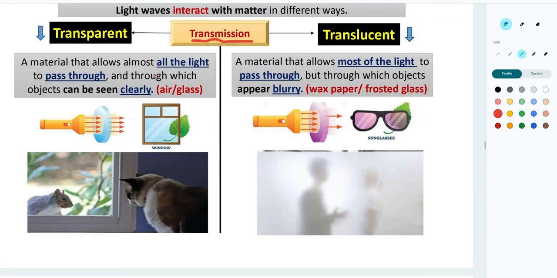So again, transparent, I forgot to mention, is shifaf. I'm not going to write it out. You guys know shifaf. And then translucent is shibh shifaf. So remember the English words. These words are important. We have translucent and we have transparent.